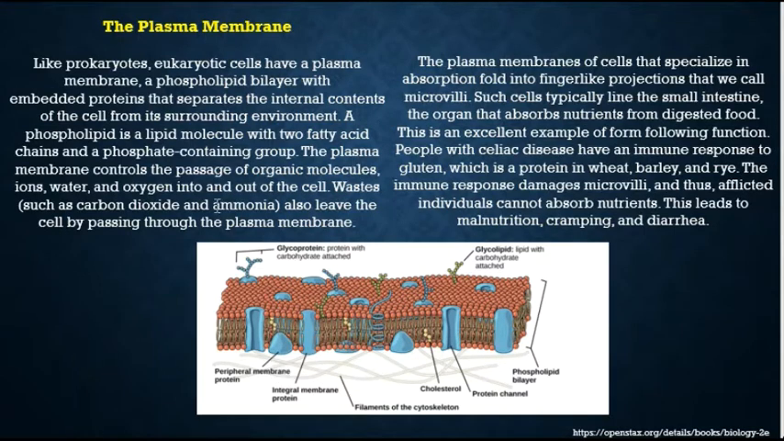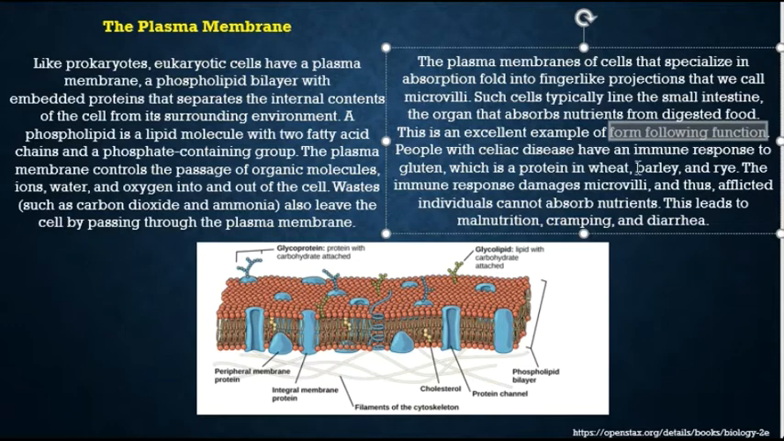So the plasma membrane controls the passage of organic molecules, ions, water and oxygen into and out of the cell. Waste such as carbon dioxide and ammonia also leave the cell through this. But besides this, there are some organs in which the plasma membrane specializes in special functions like absorption. Like in the small intestine, this plasma membrane folds into finger-like projections that we call microvilli. They absorb nutrients from digested food. This is an excellent example of form following function.